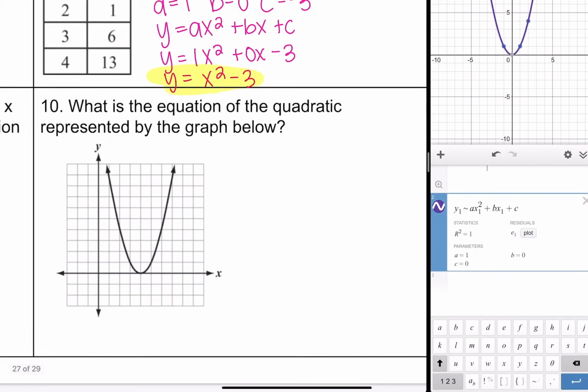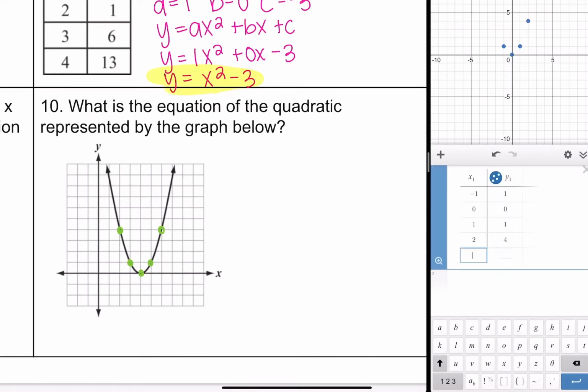Number 10, what is the equation of the quadratic represented by this graph? So the easiest way to do this would be to look at the points. So I would pick several perfect points from the graph and type them into Desmos in a table. So let's make our table first. We have the point 2, 4.